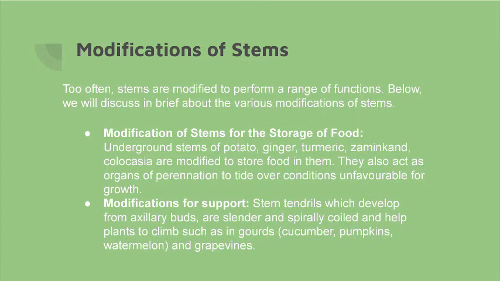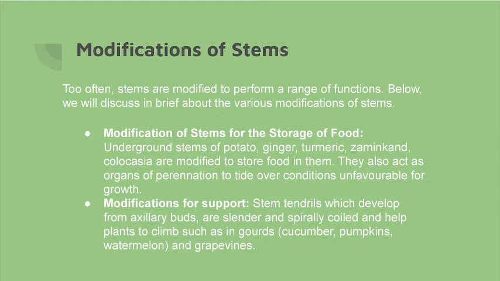Stems are modified to perform a range of functions. Here we will be discussing in brief the various modifications of a stem. The first is the modification of stem for the storage of food. The underground stems of plants like potato, ginger, turmeric, etc. are modified to store food in them. They also act as organs of perennation to tide over conditions unfavorable for growth.